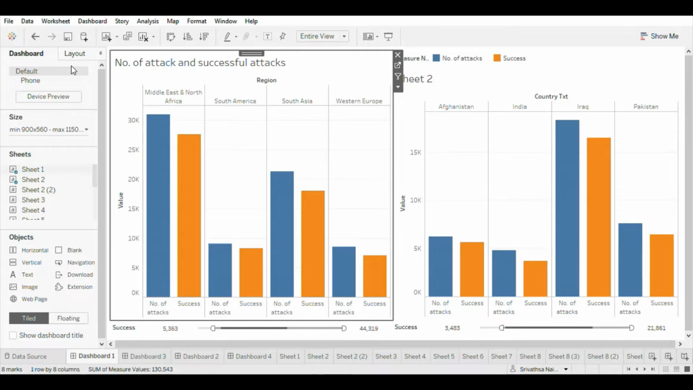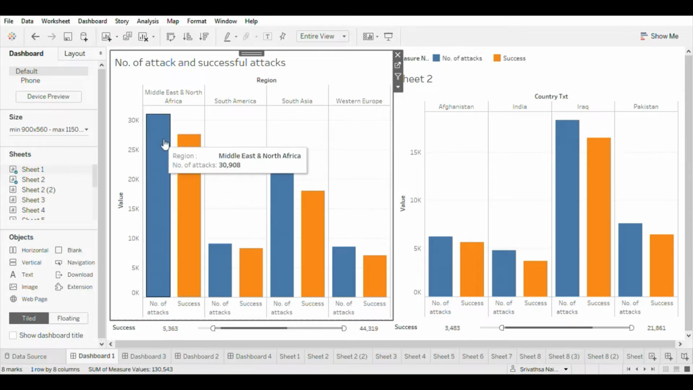So I've used Tableau for the visualization, and Tableau helps us to convert the data in Excel sheets to bar charts, graphs, and maps, which helps us to easily understand and interpret the data to fetch out meaningful insights. This is the dashboard consisting of bar charts of the number of attacks as well as the number of successful attacks region wise and country wise.